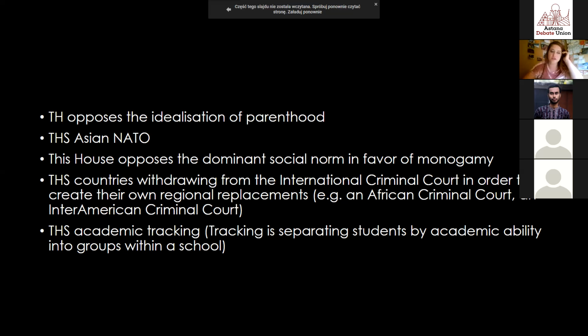This House supports academic tracking. Tracking is separating students by academic ability. So when you are not supporting tracking, you are not supporting this way of separating students. So you also have the comparative. A lot of people in the motion "This House supports" sometimes forget that they also need to be comparative, that you are supporting something compared to the other solution. So this is also important to keep in mind.